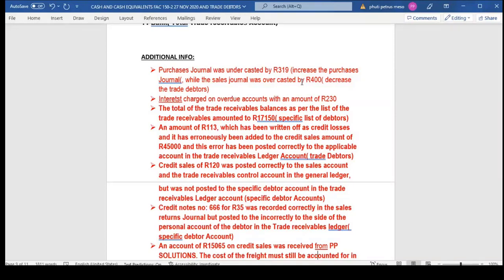Okay, and we've got an amount of 113, which has been written off as a credit loss, and it has erroneously been added to the credit sales of 45,000 rand, and this error has been posted correctly to the applicable account in the trade receivables ledger. Trade debtors. Got trade sales of 120 that was posted correctly to the sales account and the trade receivables control account in the general ledger, but was not posted to the specific debtors' accounts in the trade receivables ledger. Credit note 665.35 rand was recorded correctly in the sales returns journal, but posted incorrectly to the side of the personal account of the debtor in the trade receivables ledger.